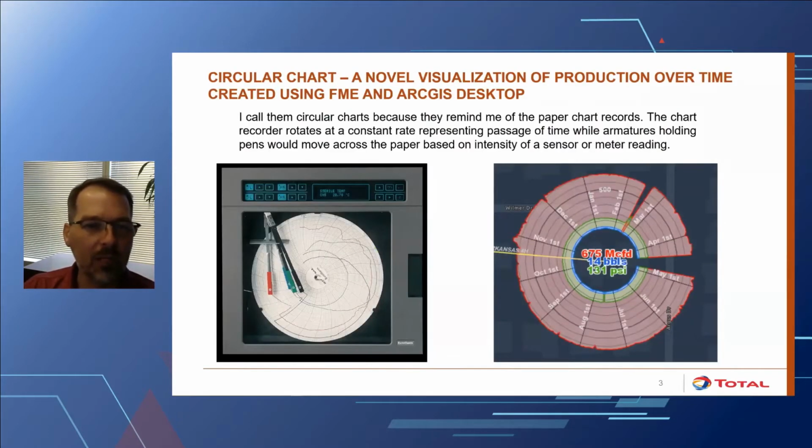A very unique feature of our production web map application is what we call circular charts, which are rendered using an FME process that I developed. Their appearance is inspired by chart recorders, which are machines with paper charts that rotate over time. They have mechanical armatures that hold pens that move across the paper based on the sensor or meter readings.